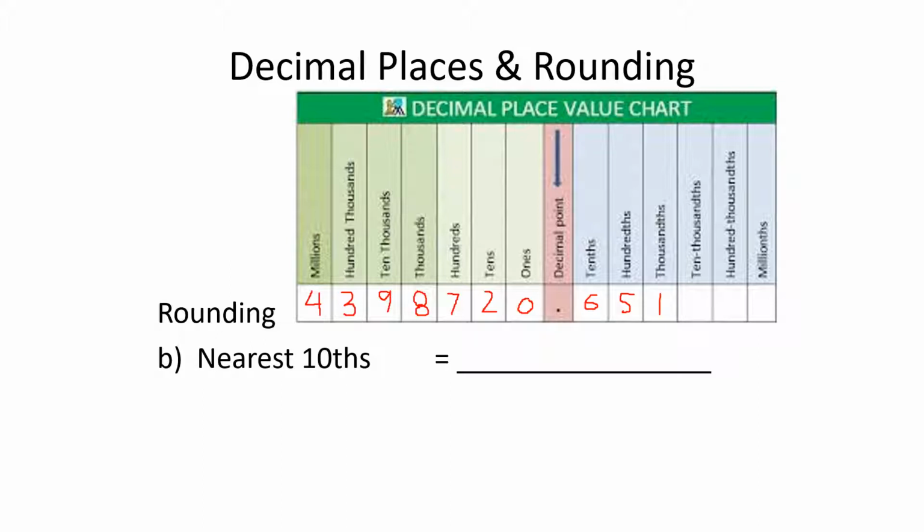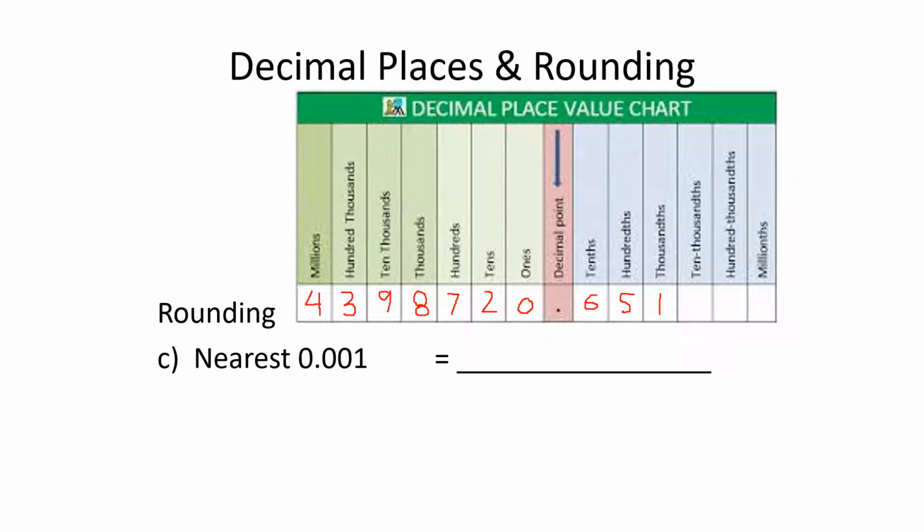All right, to the nearest tenths. Which number is in the tenths? The 6. So we look to the right, and it's a 5. Someone already said it. It goes up, so you add 1 to the 6, it goes up to 7. So if it's a 5 or higher, you round up.